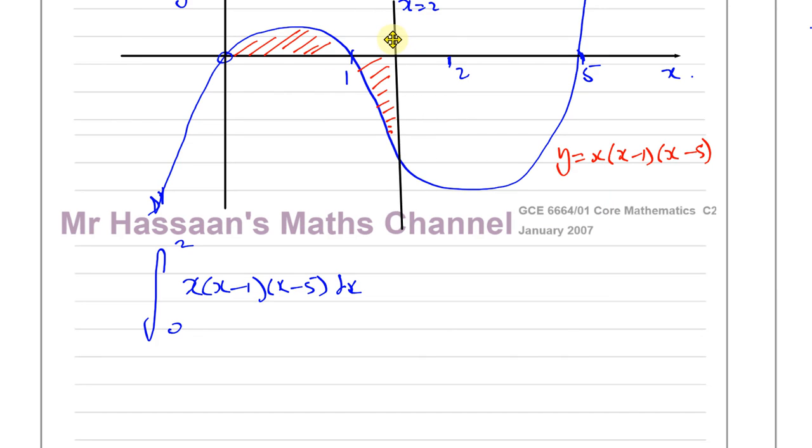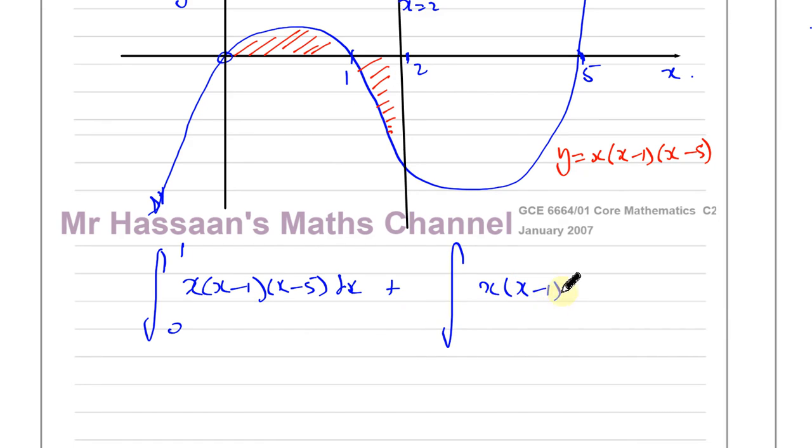It's okay, that's fine. It's not really that well drawn, but you get the idea. That one should be a bit closer to here, really. Anyway, no problem. So if I did this, I'm going to basically find the difference between these two areas. So what I must do is go from 0 to 1, and then I add the area between 1 and 2.